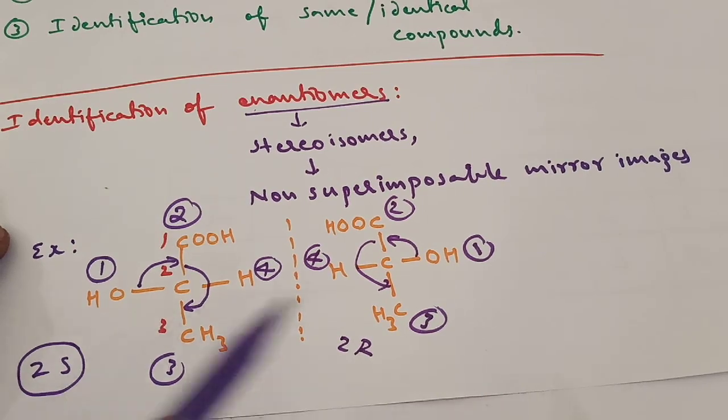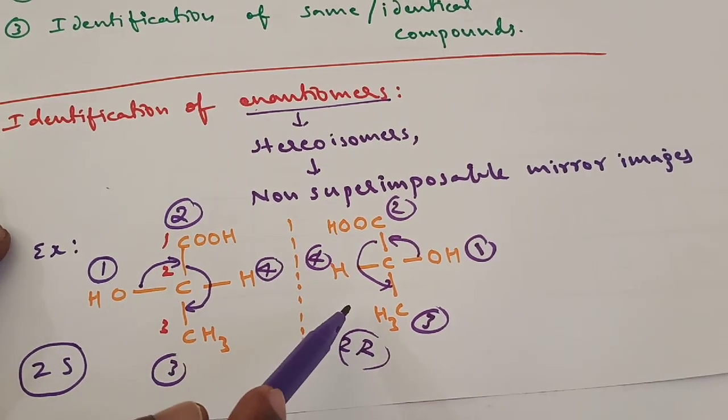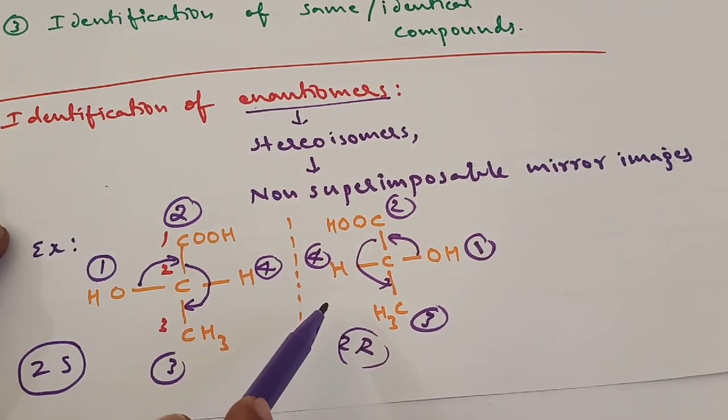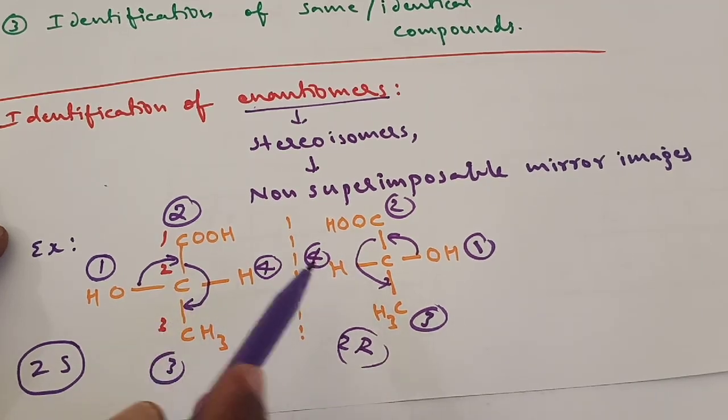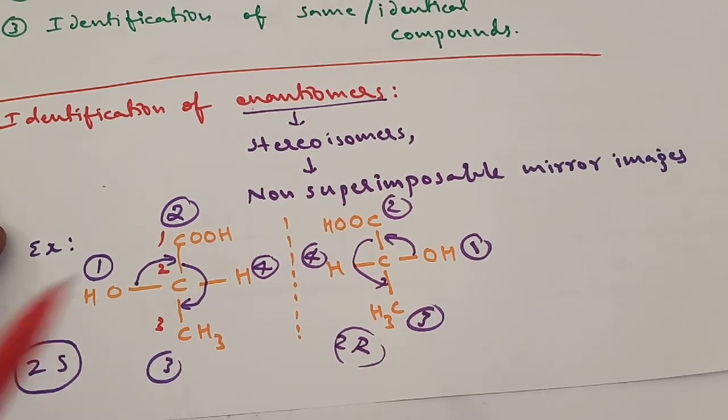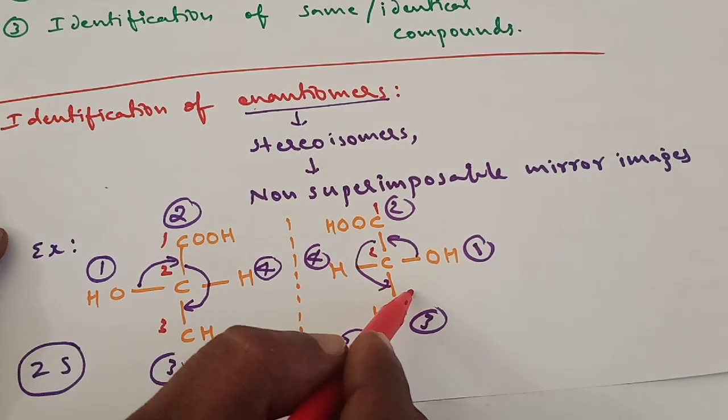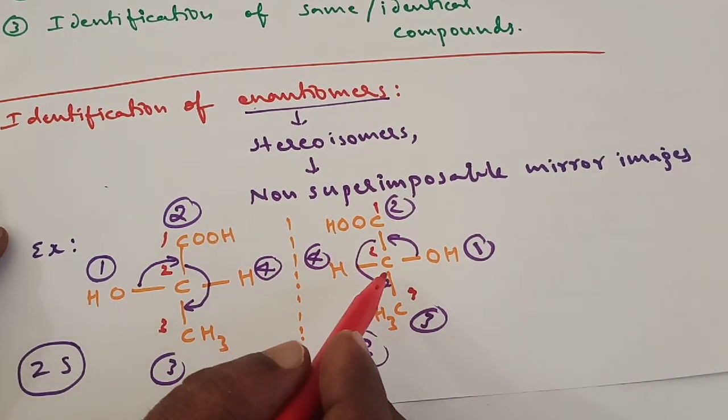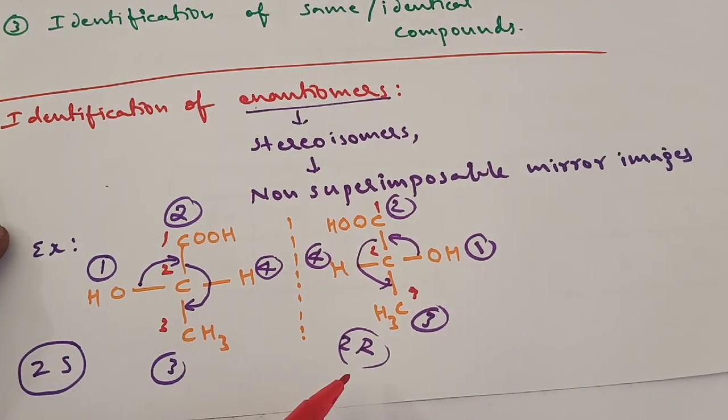So guys, see these two compounds. Both are enantiomers at a given chiral center, meaning at the same chiral centers of the two isomers. This is the first carbon, this is the second carbon. At the same chiral centers of the two carbon atoms, we have to observe their absolute configuration.